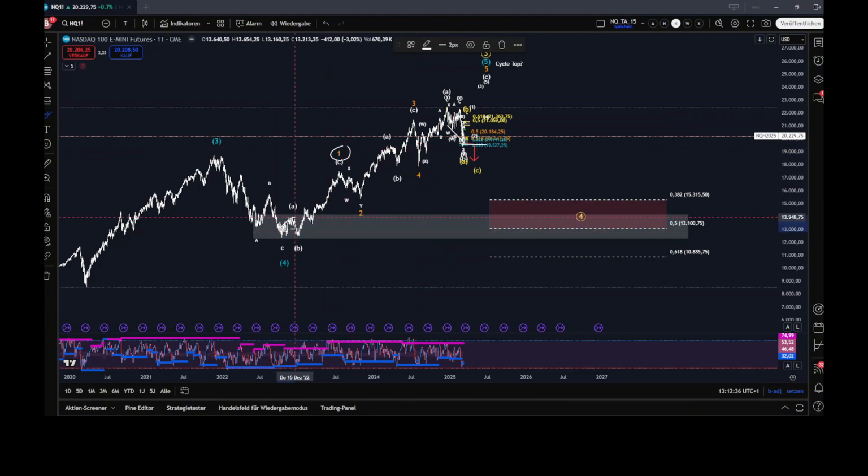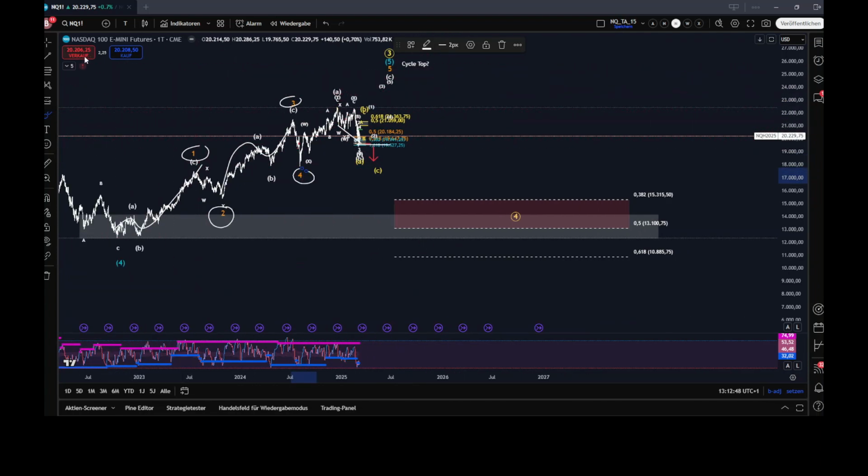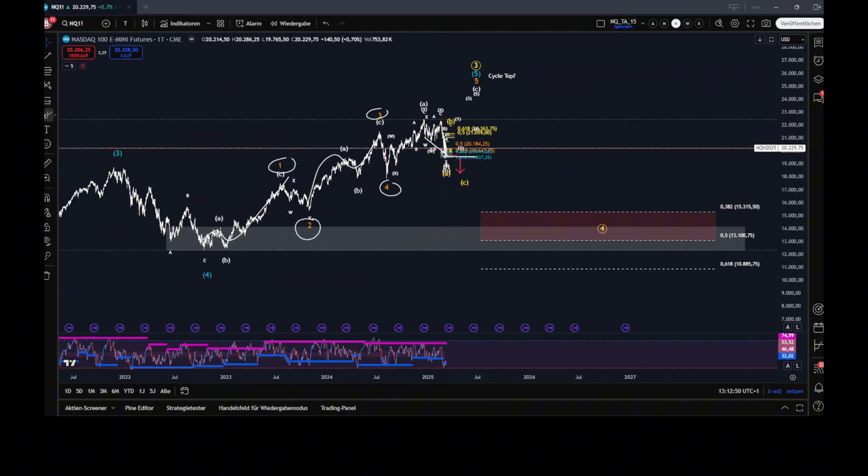Wave 1 done in an ABC structure, wave 2 done in an ABC structure, or WXY in this case, wave 3 done in 3 waves, wave 4 in 3 waves, and now the 5th wave. It could be done, and if you look at the chart right now, it could be that this is already the ABC, and it could all be done here. But that would then suggest that we are already in this bigger primary degree 4th wave pullback. At the moment, not clear.